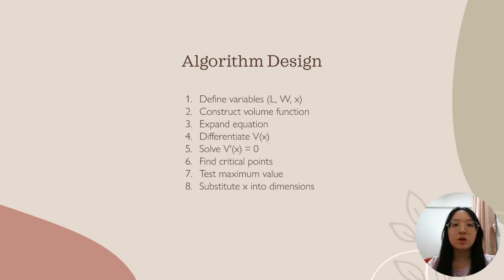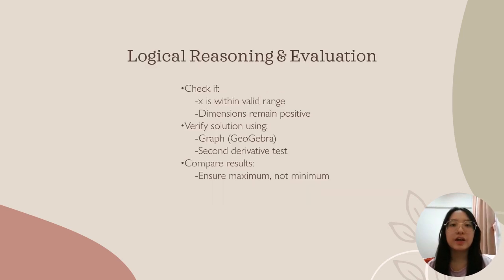The fourth component is algorithm design. Algorithm design involves creating a clear sequence of steps to solve the problem. In this case, the steps include defining the variables, constructing the volume function, differentiating the function, solving for the critical points, and also verifying the maximum value. Having a structured procedure ensures that we do not miss any important steps and helps us solve the problem more efficiently.